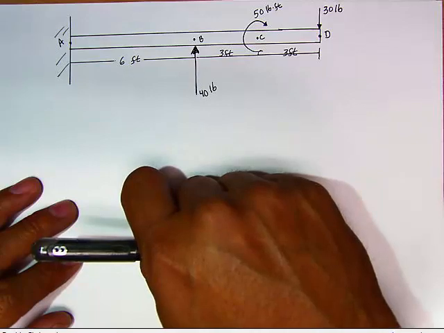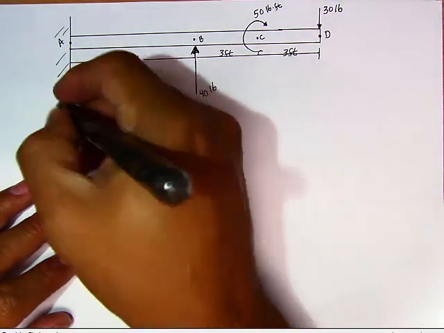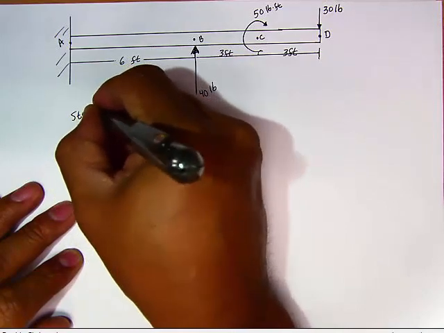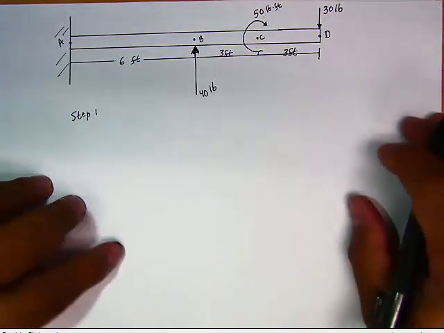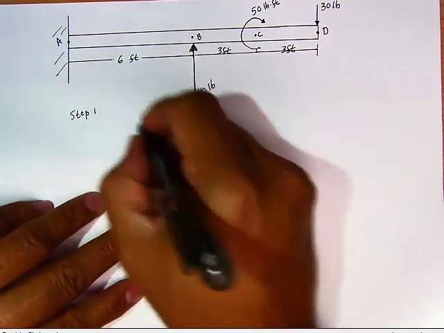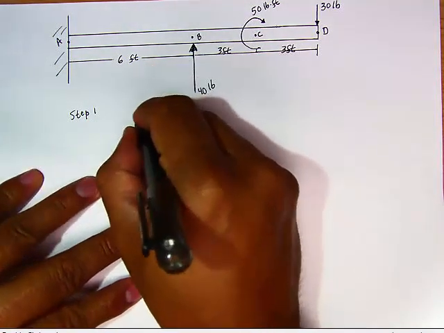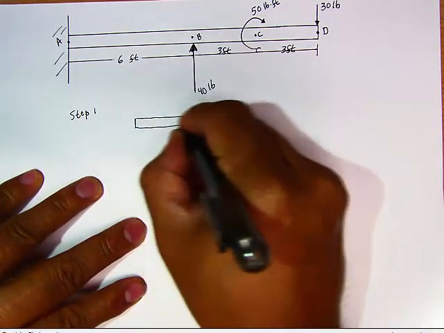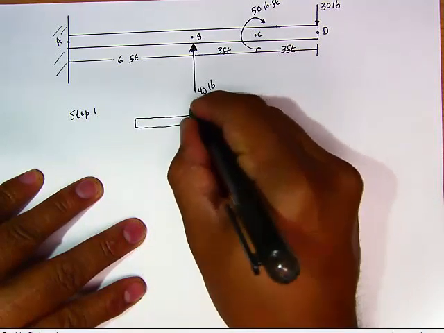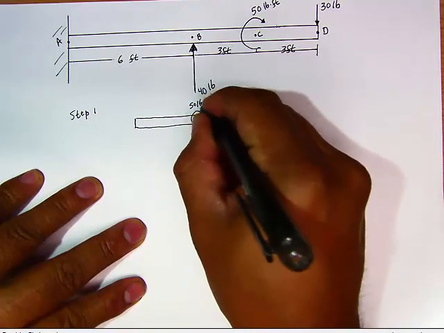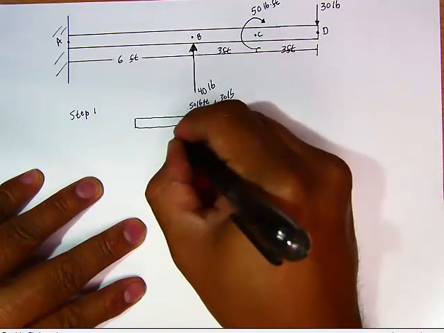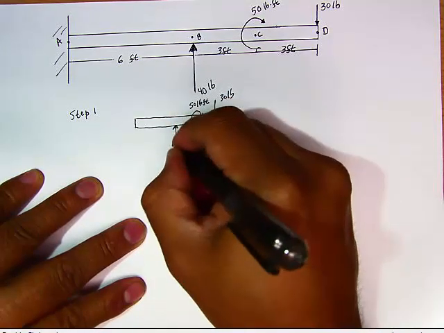All right, so remember that step 1 always requires for us to solve all the reactive loads. So if we draw a little small free body diagram, this right here is our 50 pound-feet. This right here is our 30-pound load, 40-pound.